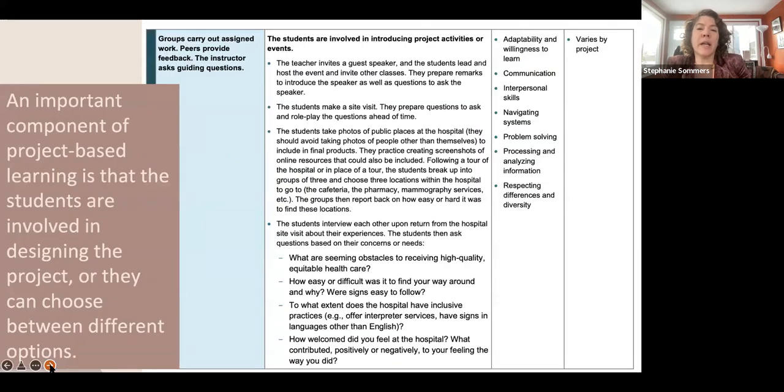Okay, and one of the important components of project-based learning that comes through in the lessons is that the students are involved in designing or choosing the project if there are different options listed, or sometimes the students actually decide what they'd like their final project to look like, and they lay out the expectations and criteria for the project.